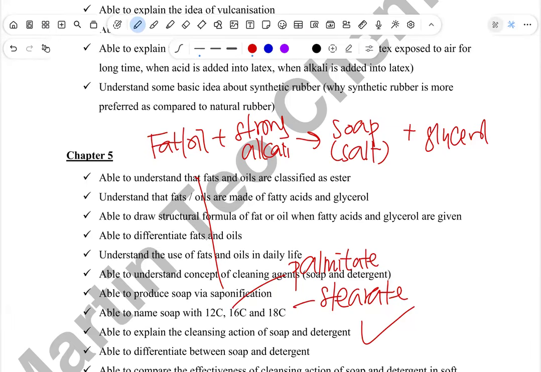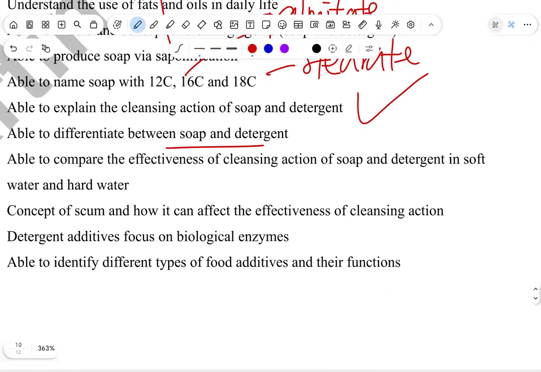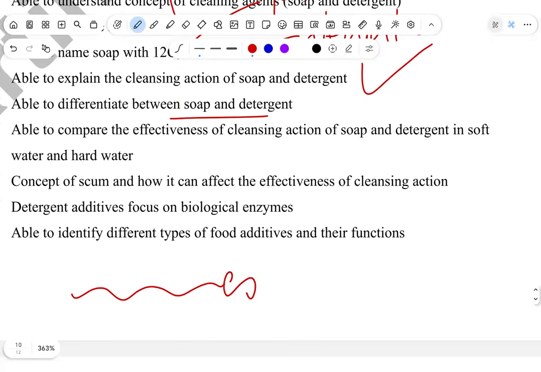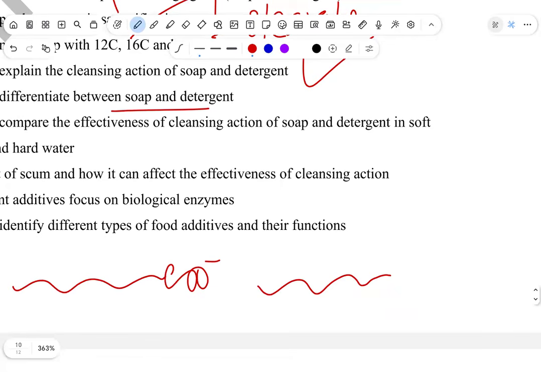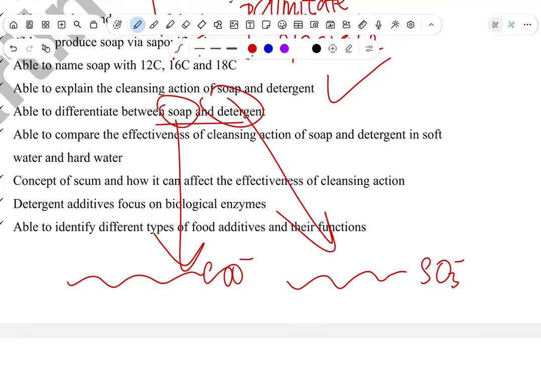How to differentiate soap and detergent? Look at it. Soap ion has a long tail with COO minus, detergent has a long tail with SO3 minus. That is how you differentiate soap and detergent. Soap is made from fat or oil, detergent is made from petroleum. All these things we learned before.